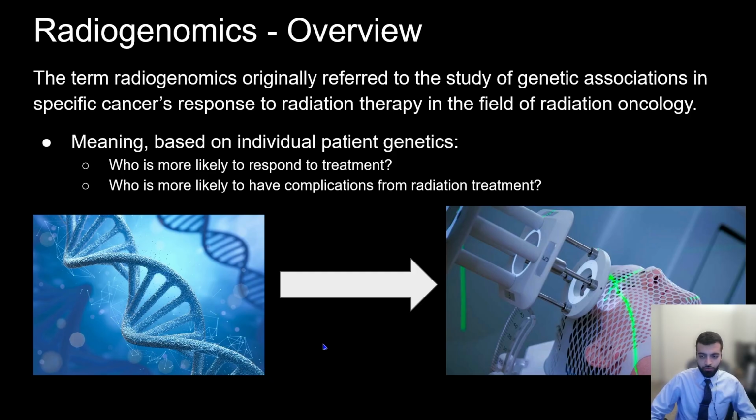originally referred to being able to analyze a patient's genetics, and then based on those genetics, how would the patient respond to radiation treatment? So, would they be more likely to have complications, or would they be more likely to respond to radiation treatment?